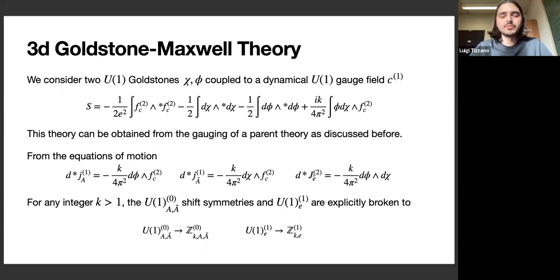So JE2 is a current for the electric one-form symmetry. And so by the equation of motion, you can convince yourself that for any integer value of k greater than 1, the U1A and A tilde symmetries, shift symmetries, and the electric one-form symmetry U1E are explicitly broken to discrete subgroups. Because if you try to exponentiate the star of this current, you will only find the topological operator by some phases that take finite values.